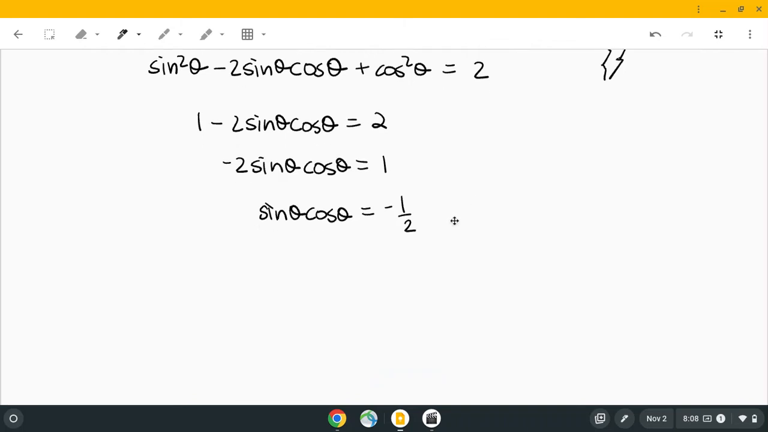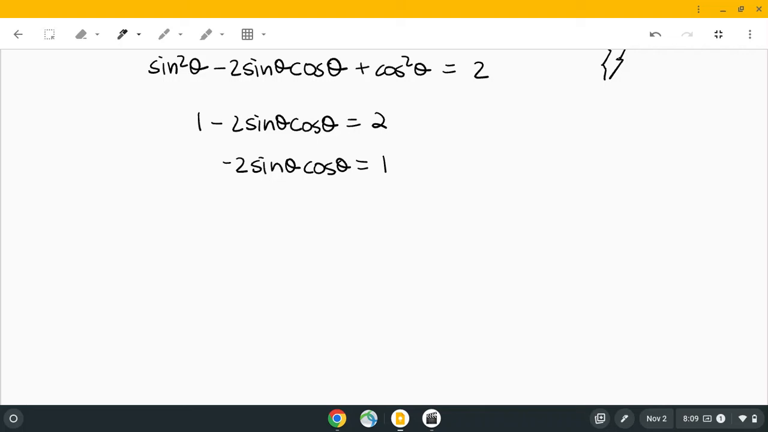So this is an alternate way of doing this. But this is what I was talking about: we cannot say sine theta equals negative 1 half and cosine theta equals negative 1 half and then solve that way. We can only do that when it's set equal to 0. So let's not do this step. Don't be mad.